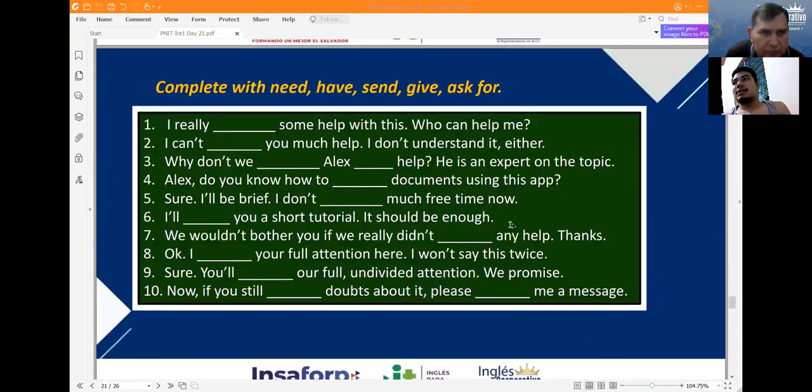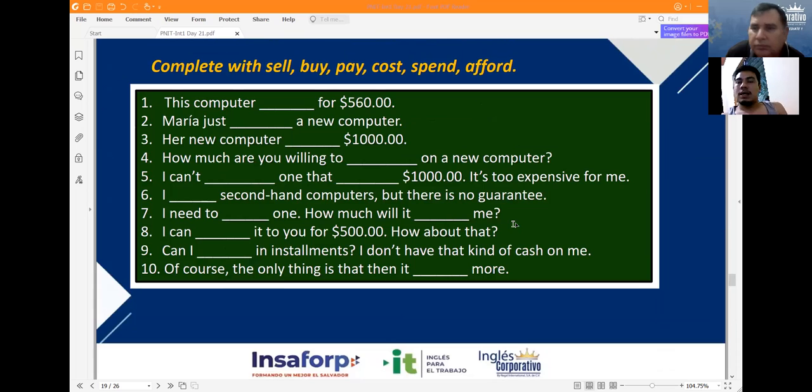Yes, in my case, at work, I speak English with people from other countries, Czech Republic, for example, USA, Germany. But sometimes I can't speak with them because I don't understand all the words that they say.